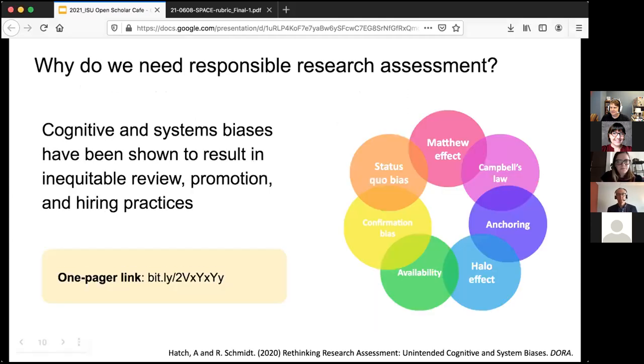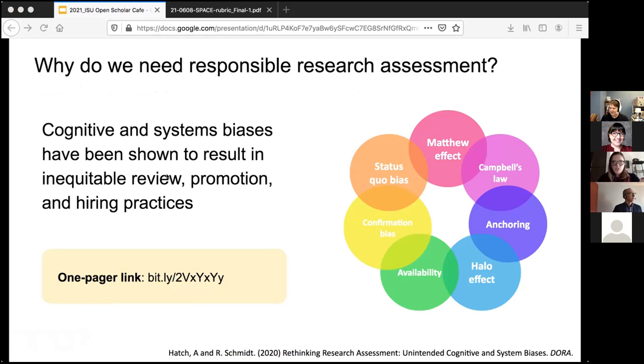Okay. So here, I want to talk a little bit about some of the cognitive and systems biases, because I think this gets mentioned a lot in passing, and we're still developing a vocabulary for how to talk about biases within the assessment system. And of course, these have been shown to result in inequitable review, promotion, and hiring practices.